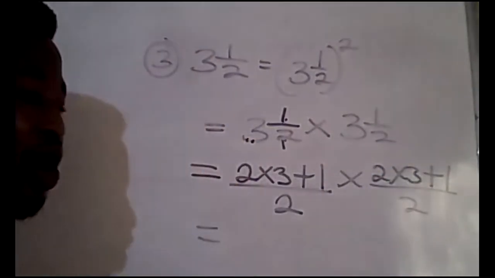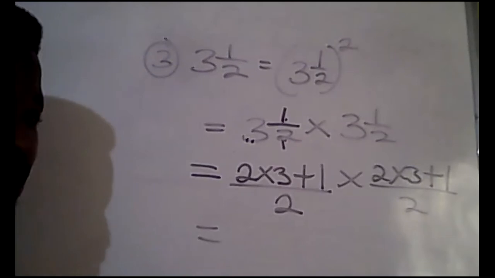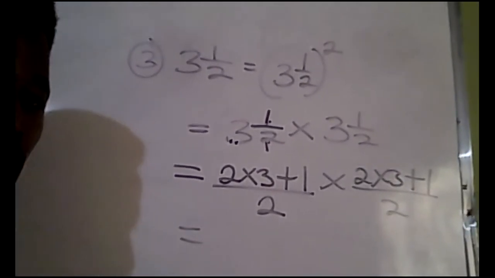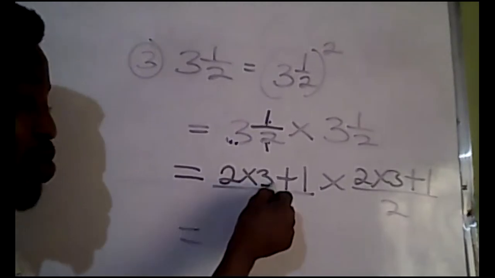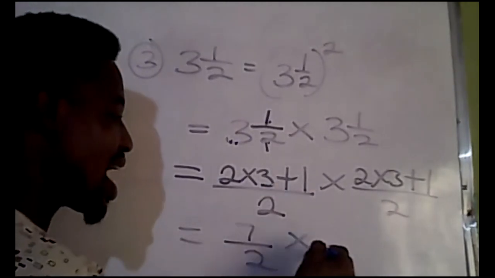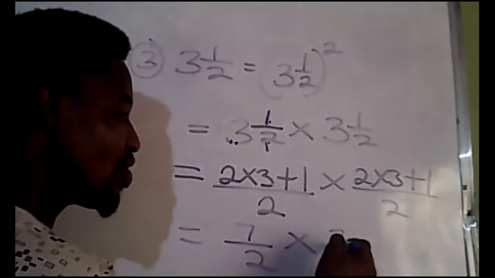So let's multiply out and add up. So what are you going to have? Let me adjust that a bit so you can see what I'm doing. 2 times 3 is 6. 6 plus 1 is 7. So you have 7 over 2 times the same thing you get here, 7 over 2.